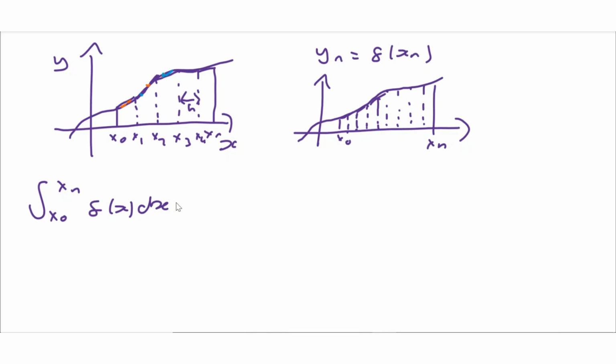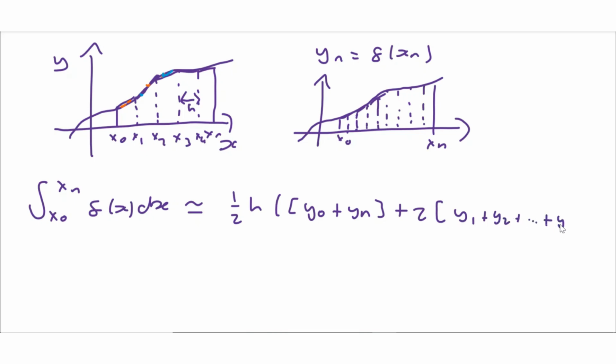So this is equal to, I should say approximately equal to, terrible handwriting, let's draw that again. That's a little bit better. It is approximately equal to 1/2 h times y0 plus yn plus 2 times y1 plus y2, keep going up to yn minus 1.